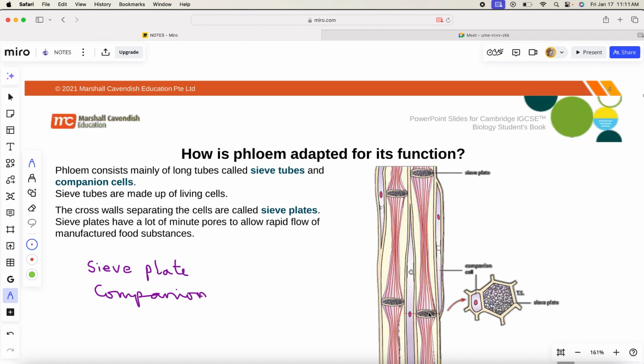They are called the sieve plates. They have lots of minute pores to allow rapid flow of manufactured food substances to go through. Rapid, so it has a lot of pore holes. If you look at the cross section, you see a lot of holes between the black dots. So the pores allow the manufactured food substance to pass through. Is that okay? So let's move on.